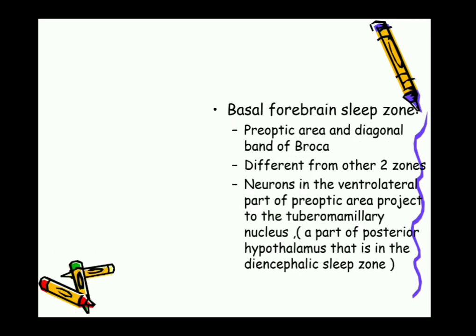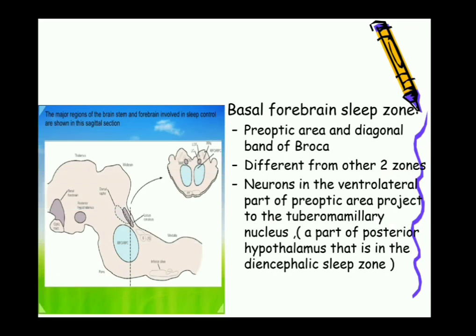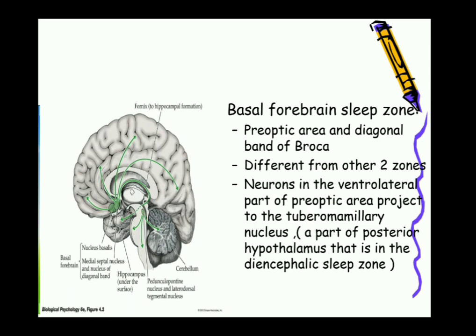The third area is the basal forebrain sleep zone. It is present in the preoptic area and the diagonal band of Broca. These are different from the other two zones, and they produce sleep on stimulation at higher or lower frequency. Neurons in the ventrolateral part of the preoptic area project to the tuberomammillary nucleus, which is a part of the posterior hypothalamus, that is, the diencephalic sleep zone.